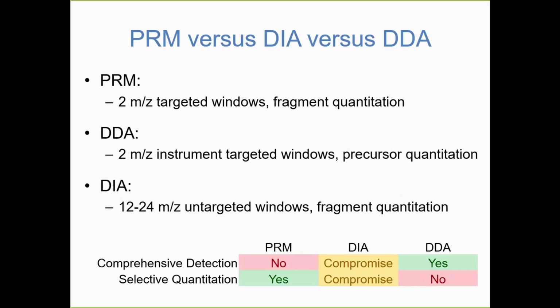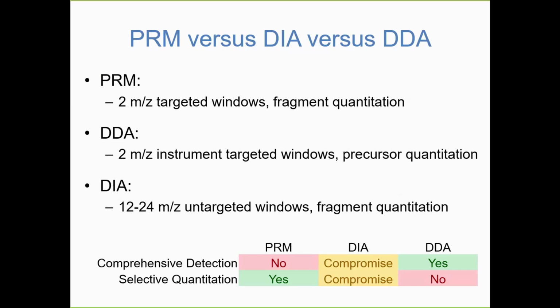PRM is a bit different. Instead of letting the instrument target peptides, you tell it which peptides to actually target, and it scans only for those peptides. But it does it in such a regular way that you can do quantitation using fragment ion intensities. Both of these strategies use tight precursor tolerances that reject a lot of the interference, so we're talking 2 m/z wide targeted windows.